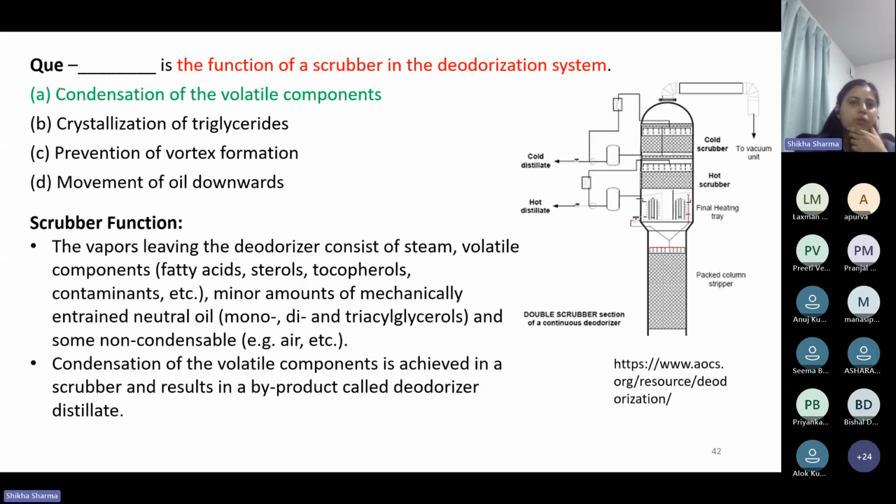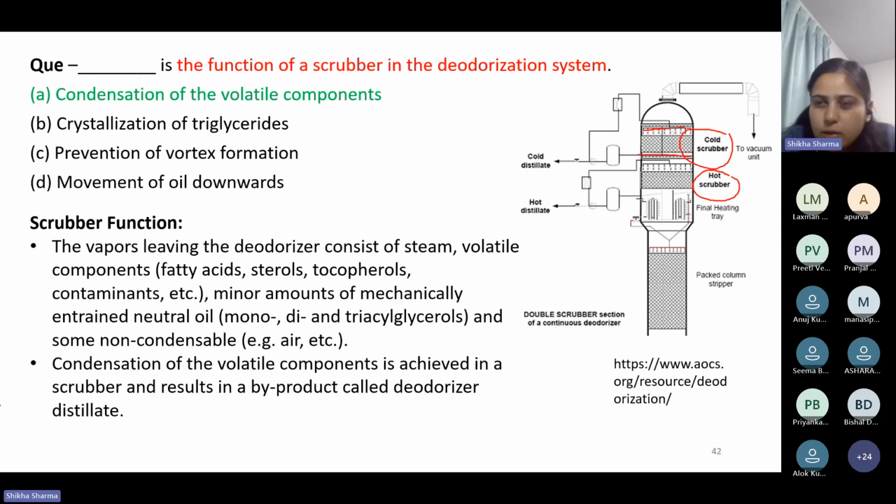So condensation of the volatile components is what scrubbers do. This diagram is taken from the double scrubber section within a continuous deodorizer. This is a cold scrubber here. Two scrubbers are in this system, a cold scrubber and a hot scrubber. This is just an example to show where the scrubber is located in a deodorization system and what its function is.